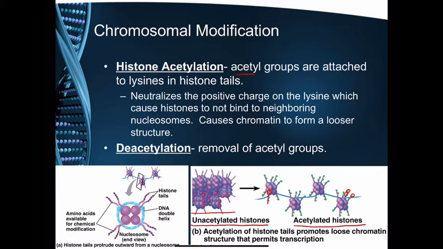That's our acetyl groups. And what the acetyl groups do is they neutralize the charge in the histones. And so basically they don't bind up as tightly. They don't form this mass here. And so as a result, the chromatin forms a looser structure. We see this loose structured chromatin over here. That loose structured chromatin is referred to as euchromatin.